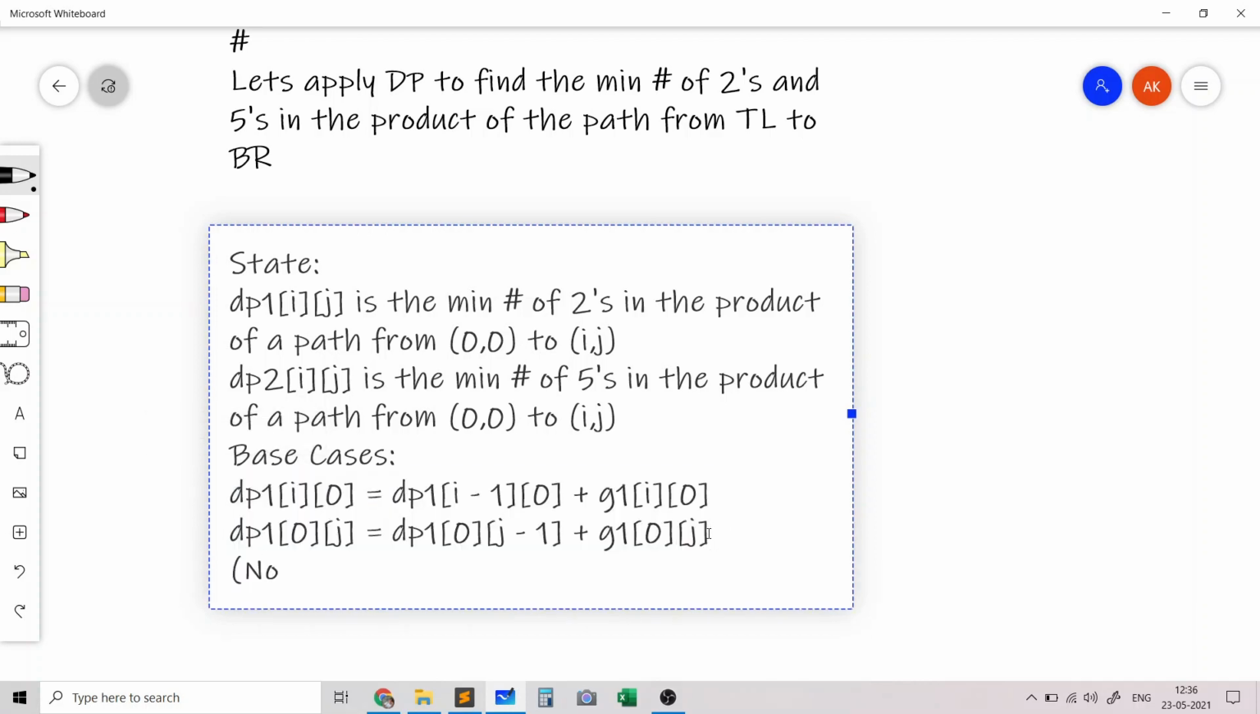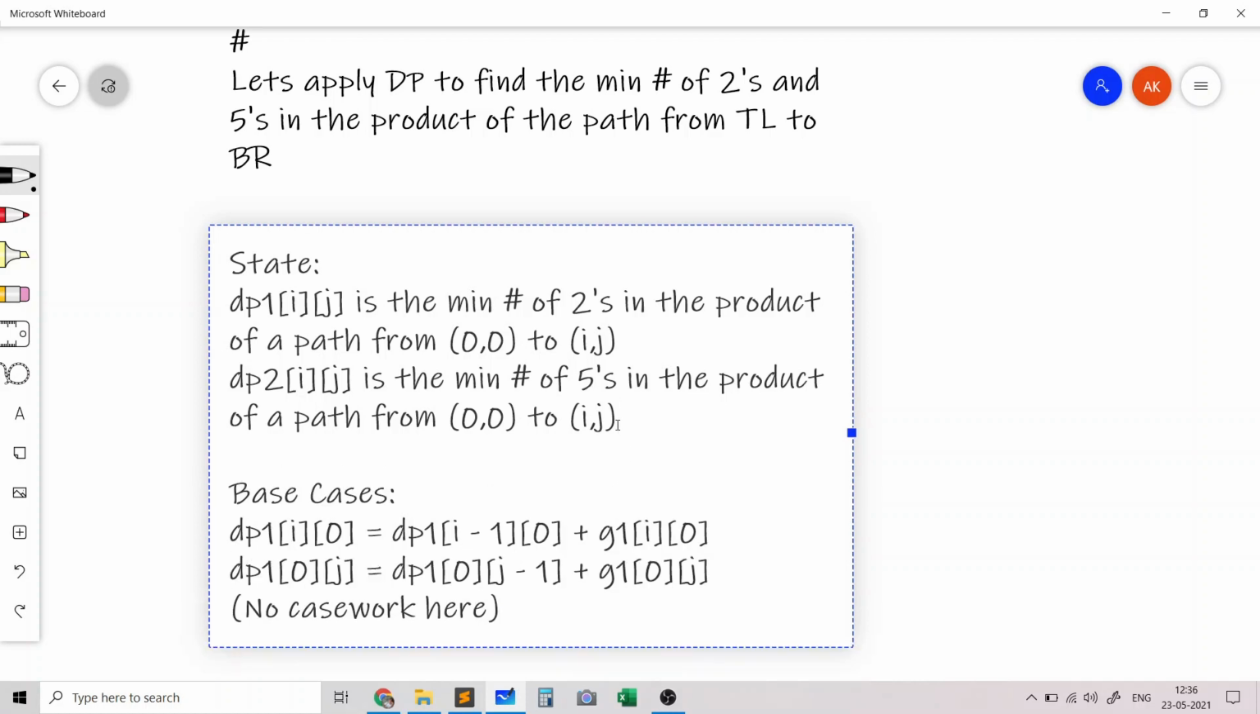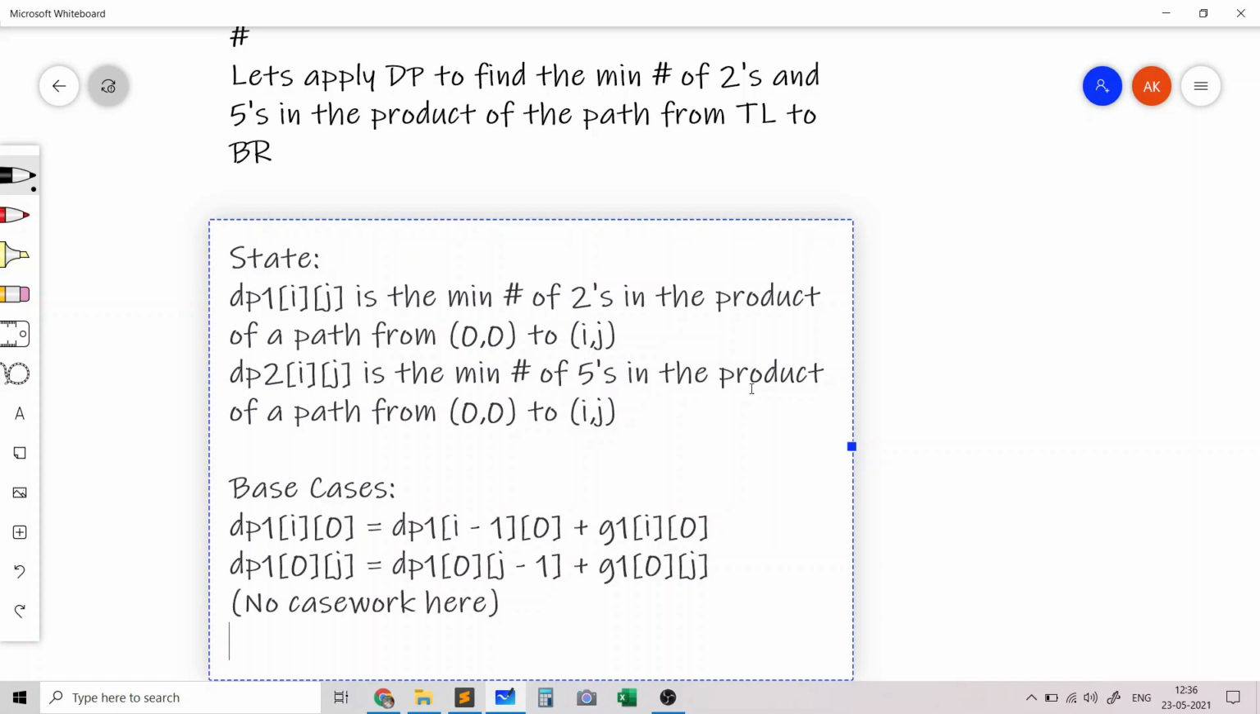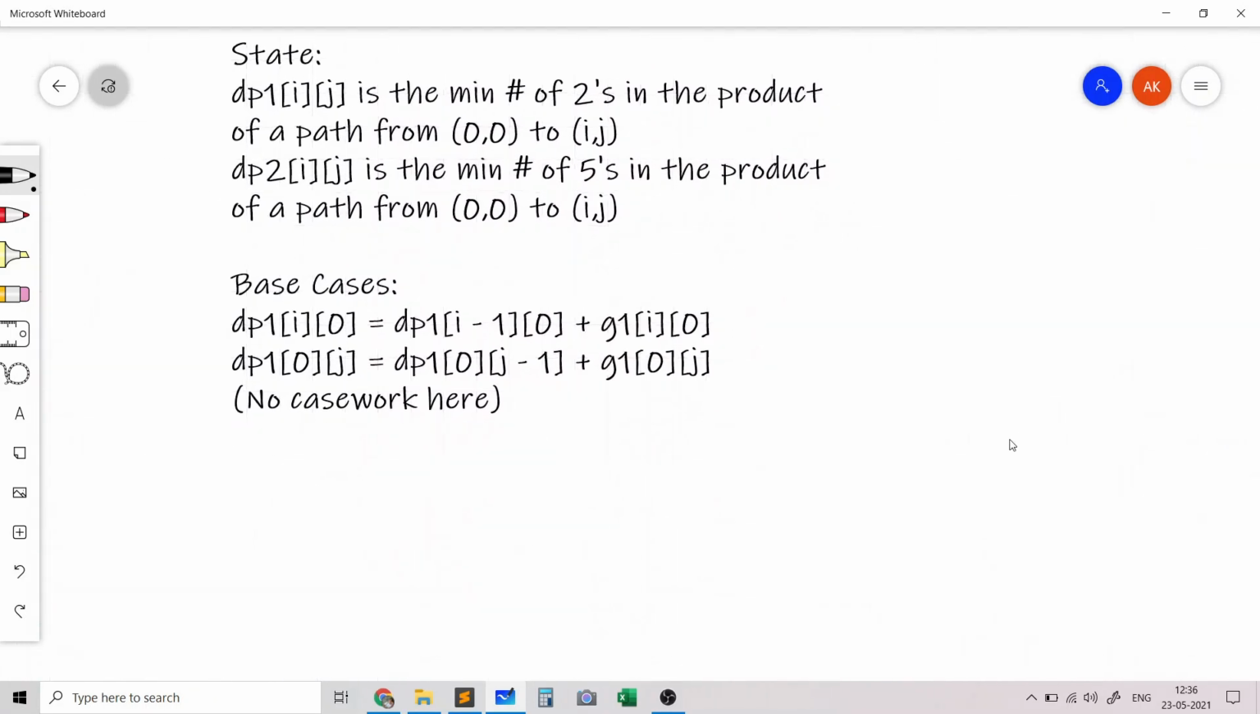So just to note that there is no casework here, because you are forced to go from the previous cell to the next cell in the same column. And similarly, you can work out the base cases for dp2 of ij, dp2 i0 and dp2 0j. Now I'll present the transition. The transition is the most important part in grid DP problems because the base cases and the state are always fixed and they are easy to figure out.